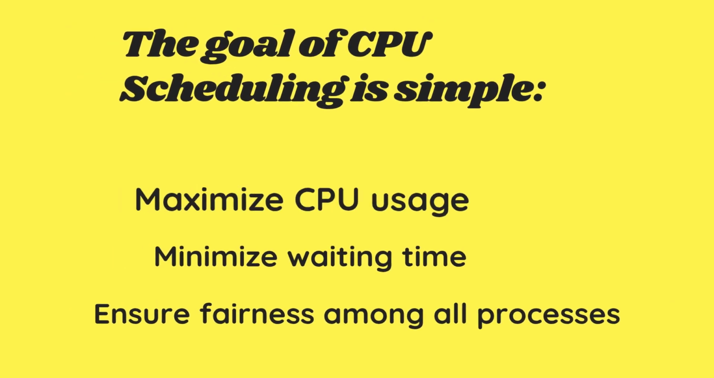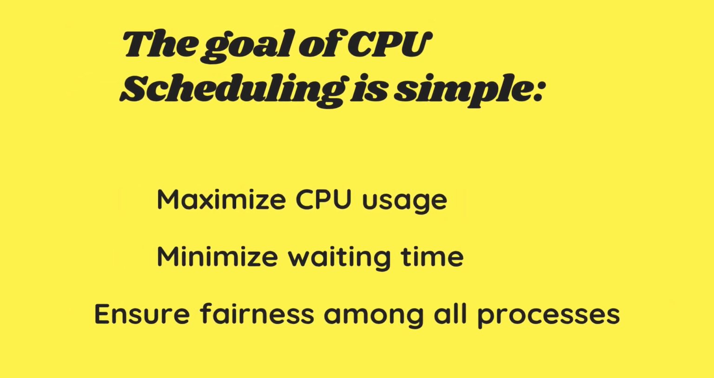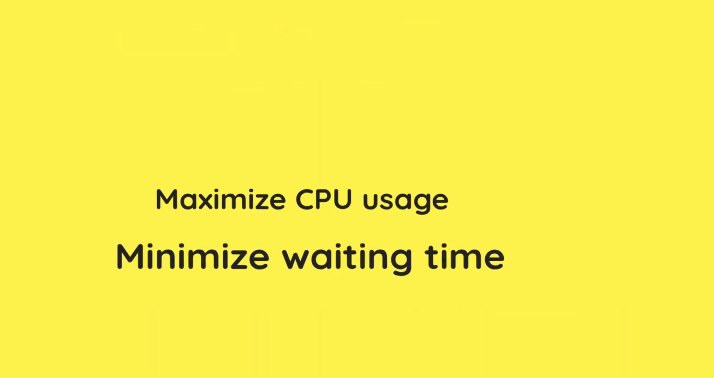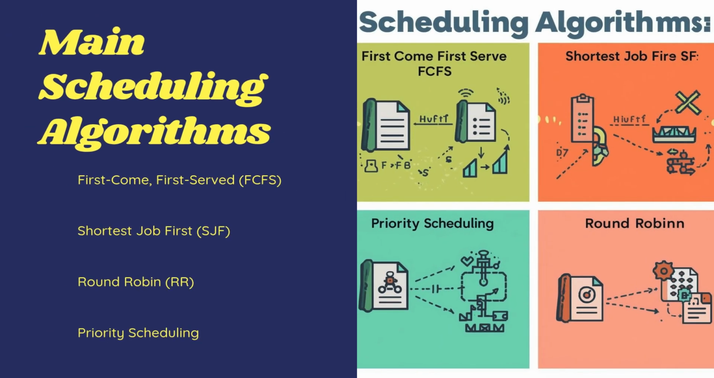These are the goals in CPU scheduling. The first one is maximize CPU usage. The second one is minimize waiting time. The third one is ensure fairness among all processes. So let's proceed to the main scheduling algorithms. The first one is first come first serve. The second one is shortest job first. The third one is round robin. And the fourth one is priority scheduling.